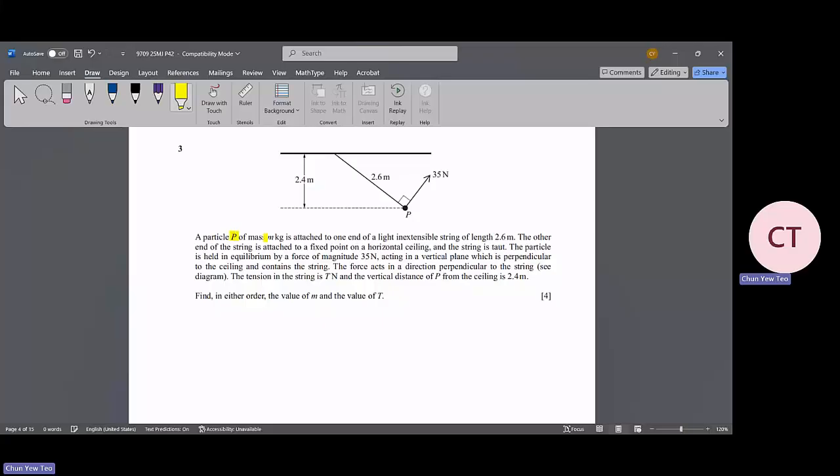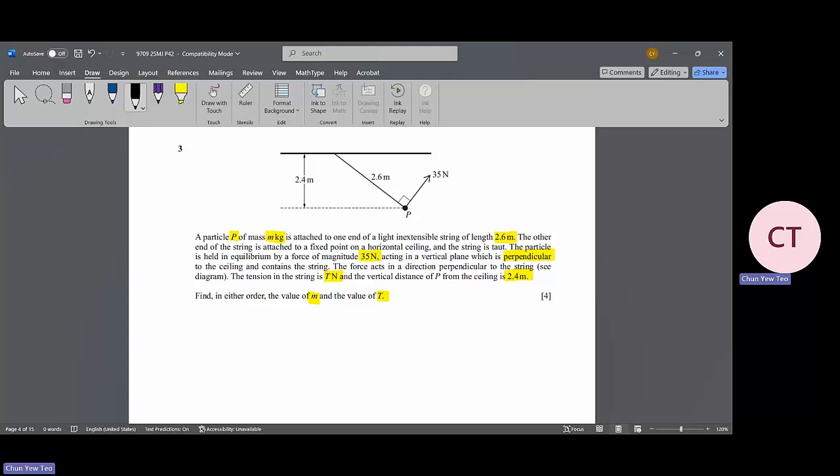Over here shows a particle of mass m kg attached to one end of a light inextensible string of length 2.6 meters. The other end of the string is attached to a fixed point O on the horizontal ceiling, and the string is taut. The particle is held in equilibrium by a force of magnitude 35 Newton acting in a vertical plane which is perpendicular to the ceiling and contains the string. The force acts in a direction perpendicular to the string. The tension of the string is T Newton and the vertical distance of P from the ceiling is 2.4 meters. Find, in any order, the value of m and the value of T.